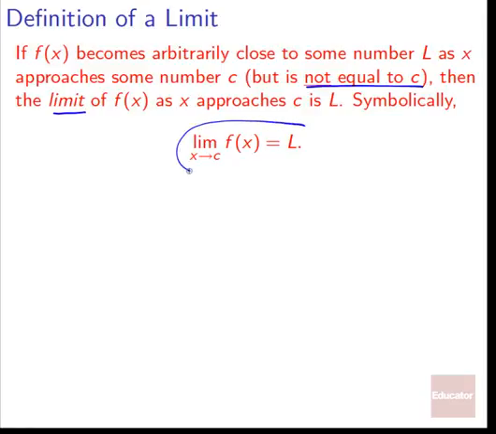Symbolically, we write that as limit as x goes to C of f of x equals L. The limit of f of x as x approaches C is L. So as x gets close to C, what value does our f of x seem to go to? What value is f of x getting towards as we get close to that horizontal location?